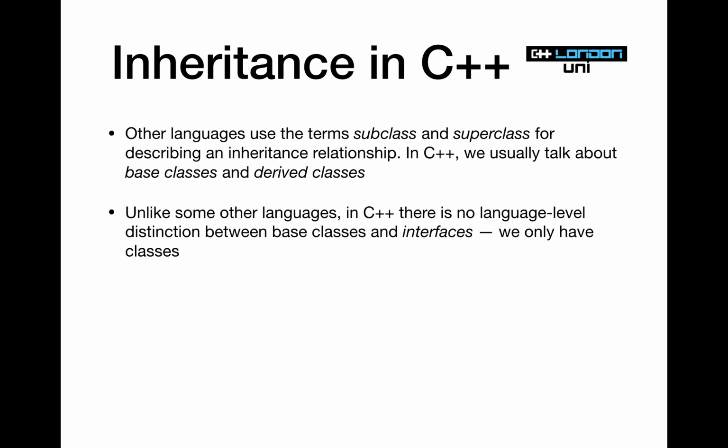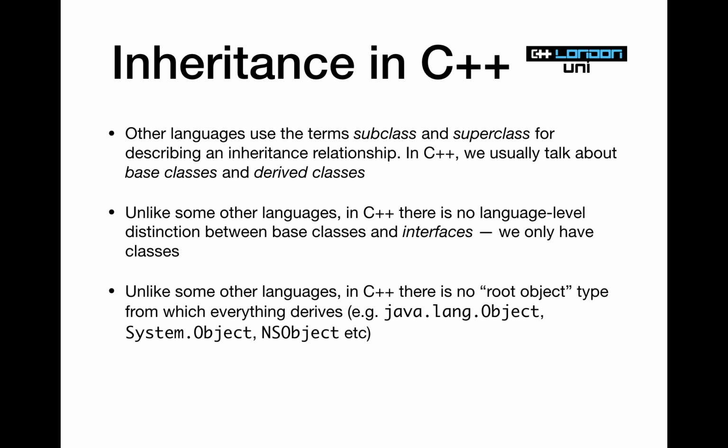Right? So it's got no member data of its own. It's just got an interface for us to implement. It's got public members that are all abstract for us to implement. And that works in exactly the same way as an interface in Java. But there's no language level distinction.